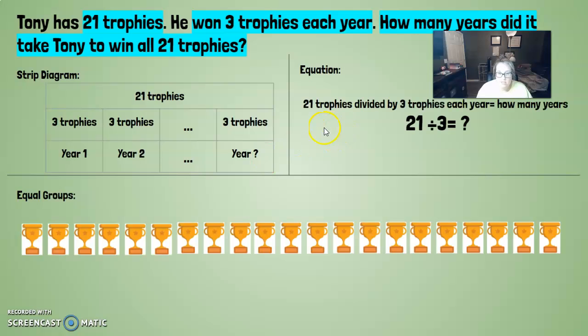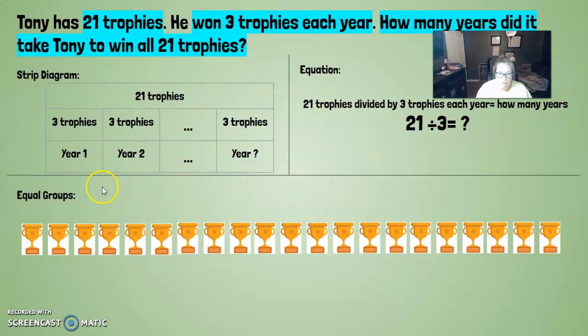For my equation, I know that it is 21 trophies divided by 3 trophies each year, and that tells me how many years. So I'm going to solve the problem of 21 divided by 3 equals, I don't know, we're going to figure it out.